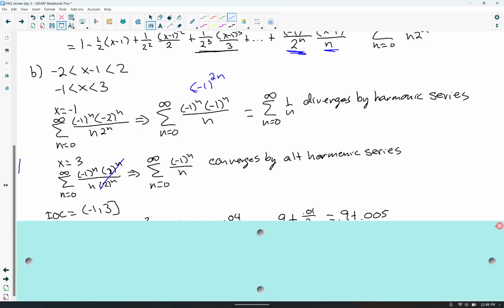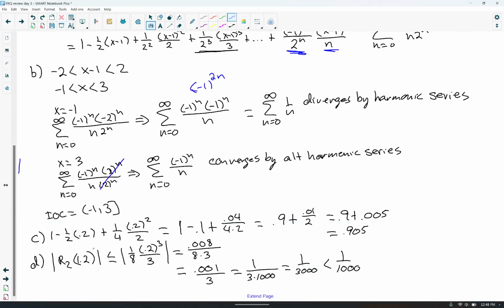So we're just going to plug 1.2 in for the first 3 terms. We're going to plug in 1.2 there. So here's what we get. It looks like I simplified a little bit, but in the end, we get 0.905.